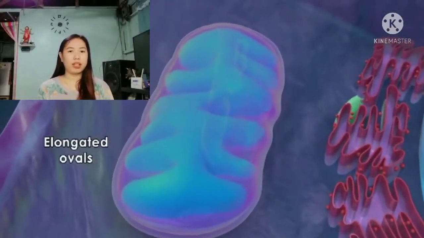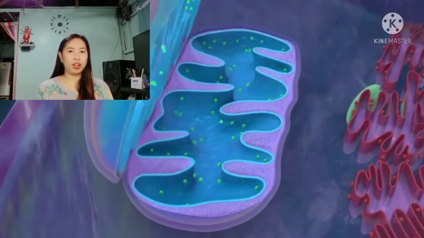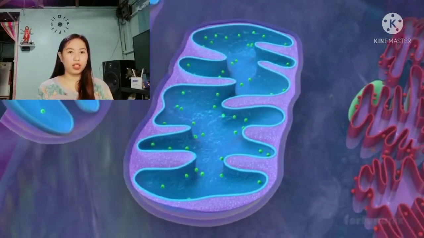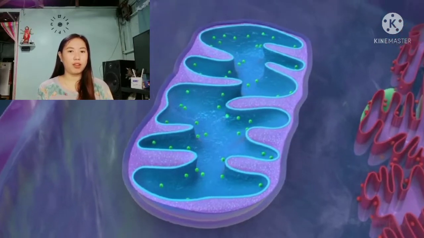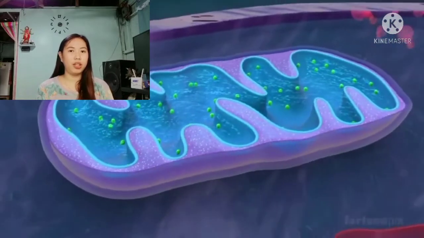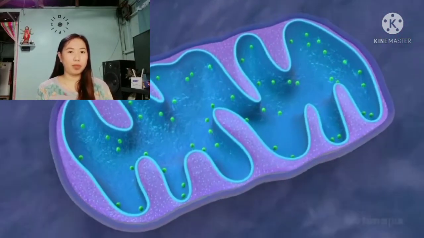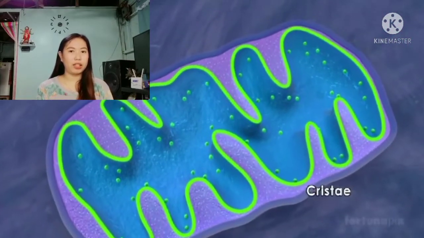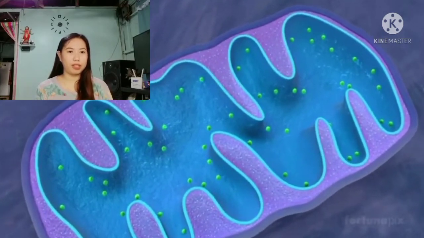A mitochondrion is a double membrane-bound organelle found in most eukaryotic organisms. Mitochondria generate most of the cell's supply of adenosine triphosphate, used as the source of chemical energy. They were first discovered by Albert von Kolliker in 1880 in the voluntary muscles of insects.